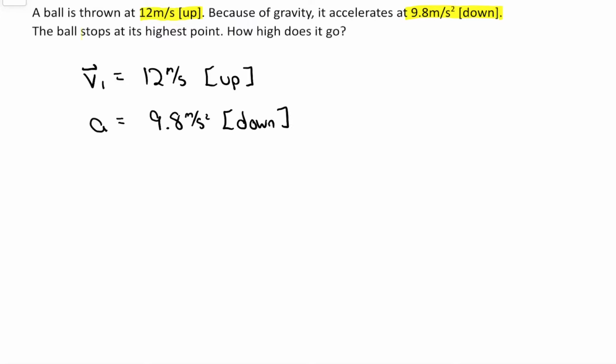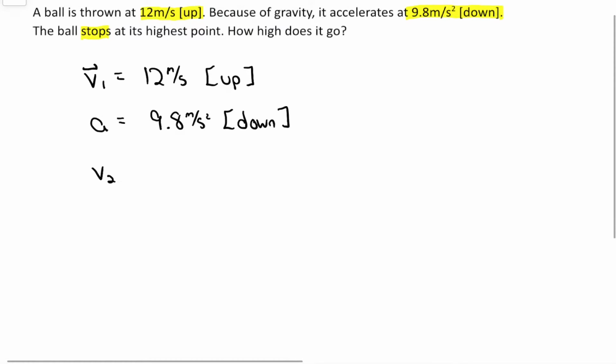The ball stops at its highest point. We've seen this a little bit when we talked about the car skidding to a stop. If it comes to a stop, that means the second velocity is 0. Oops, vector hats. And the question is, how high does it go? Or in math language, what's the displacement?